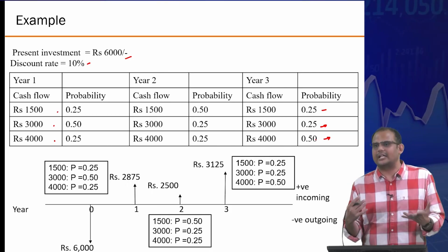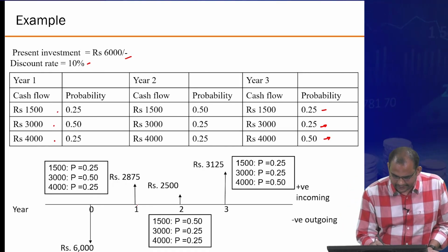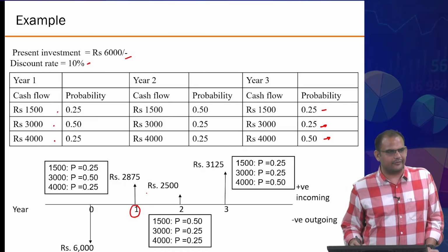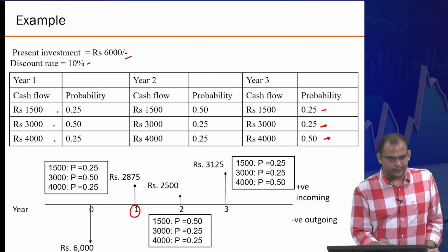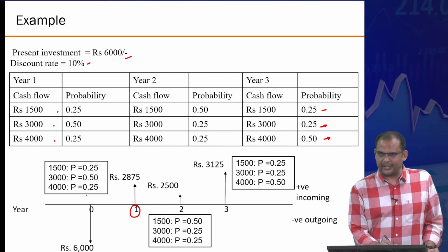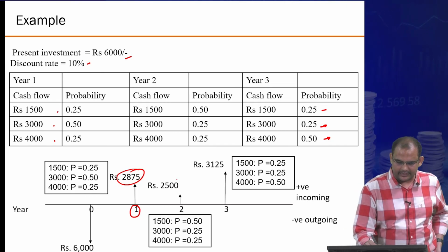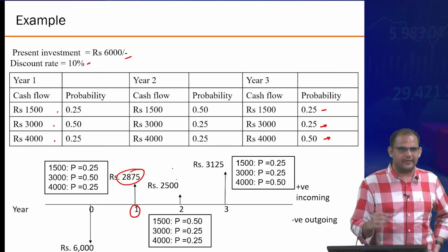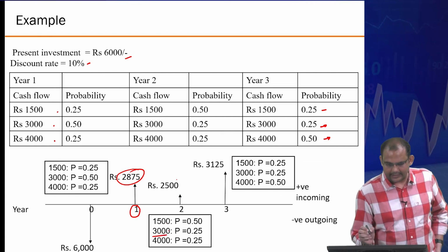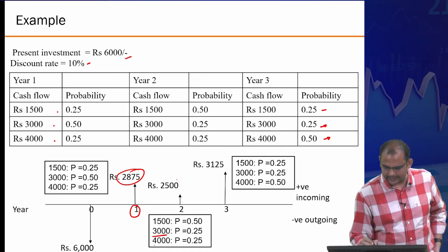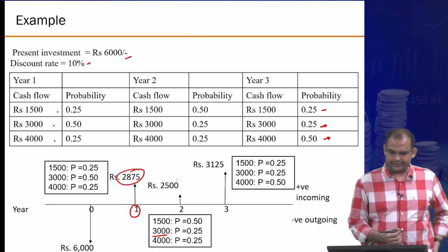The average cash flow series, or the expected value of the cash flow series, is going to look like this. In your year 1, the expected value of the cash flow is what? 1500 into 0.25 plus 3000 into 0.5 plus 4000 into 0.25. Can you check if this is coming out to be true? Then similarly, the expected value of the cash flow at year 2 is 1500 multiplied by 0.5, 3000 multiplied by 0.25, 4000 multiplied by 0.25, and the addition of that, right?